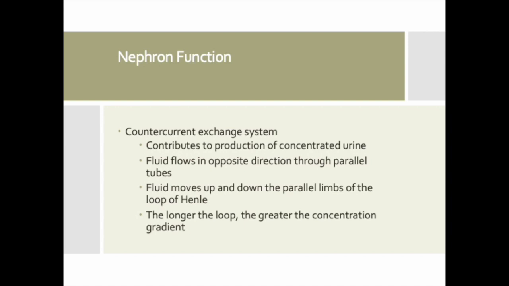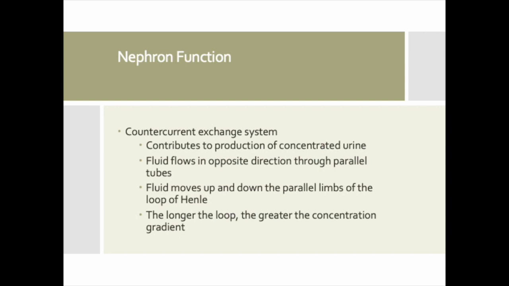You might have noticed in the previous slide where it said countercurrent exchange system. Well, the production of the concentrated urine involves this countercurrent exchange system. Fluid flows in opposite directions through parallel tubes of the loop of Henle. Remember, the loop of Henle is where the concentration of urine primarily takes place. Well, within these parallel tubes, there's a concentration gradient, and it's causing fluid to be exchanged across these parallel pathways.